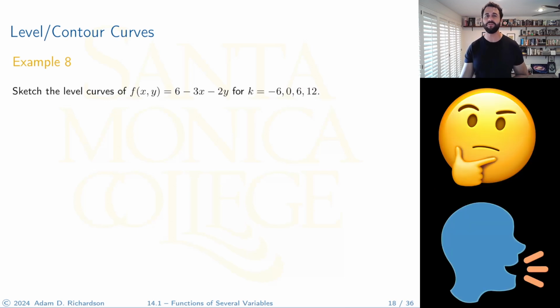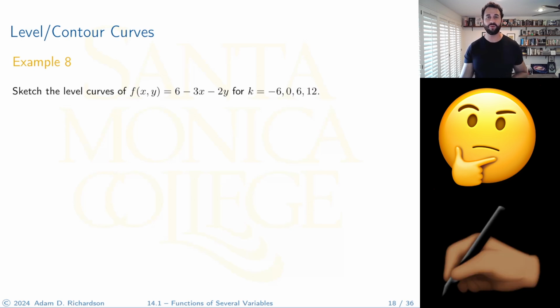All right, now give your brain some feedback. How would you begin? How could you proceed? Okay, and now try to work it out. So basically, plug in k for f of x comma y at these different values and see what the curves look like that you get.